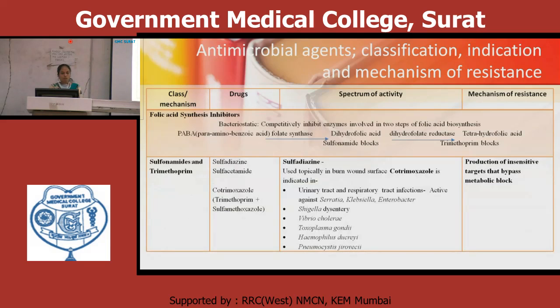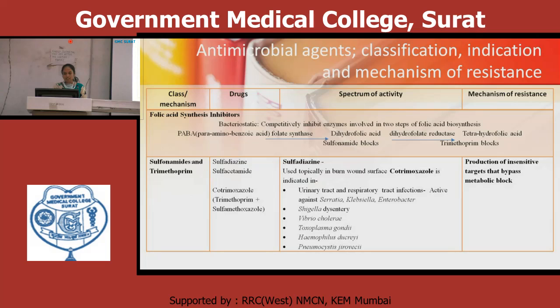Folic acid synthesis inhibitors, they are bacteriostatic, competitively inhibiting enzymes involved in two steps of folic acid biosynthesis. PABA, para-aminobenzoic acid, folate synthesis, dihydrofolic acid: sulfonamide blocks this step, and trimethoprim blocks dihydrofolate reductase that causes tetrahydrofolic acid synthesis. Sulfonamides and trimethoprim drugs are sulfonamide, sulfacetamide and cotrimoxazole, trimethoprim plus sulfamethoxazole.